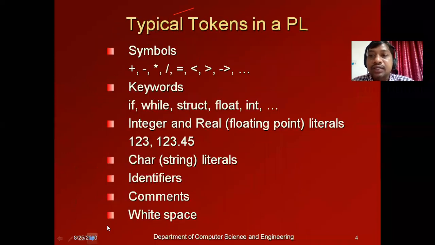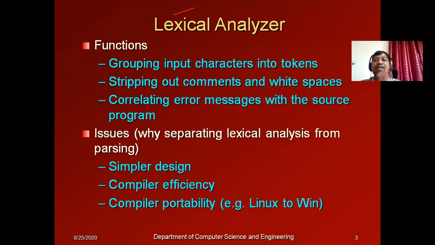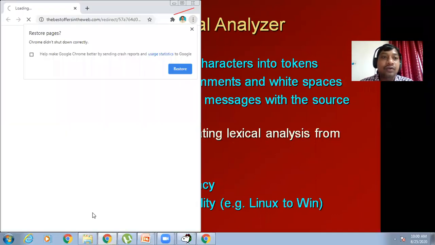Yeah. So this slide is very important. See here, we'll see the functions of the lexical analyzer. What is the functionality of the lexical analyzer? The main functions of the lexical analyzer are three. The first function is grouping input characters into tokens. That is the main task of the lexical analyzer. This process of grouping input characters into tokens is called tokenization. So usually we say the main task of the lexical analyzer is tokenization.